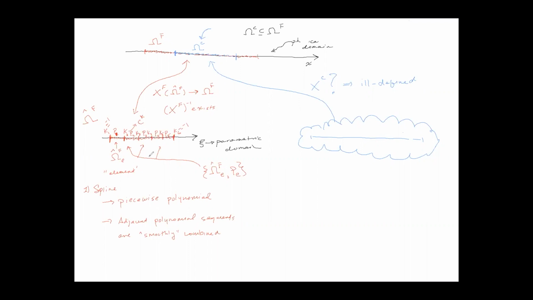Okay, that's getting a little messy, so maybe I'll draw it again down here a little bigger. We have our parametric domain. Let's make 4 elements. We've got P1, P2, P3, P4, and K1, K2, K3, K4, K5.